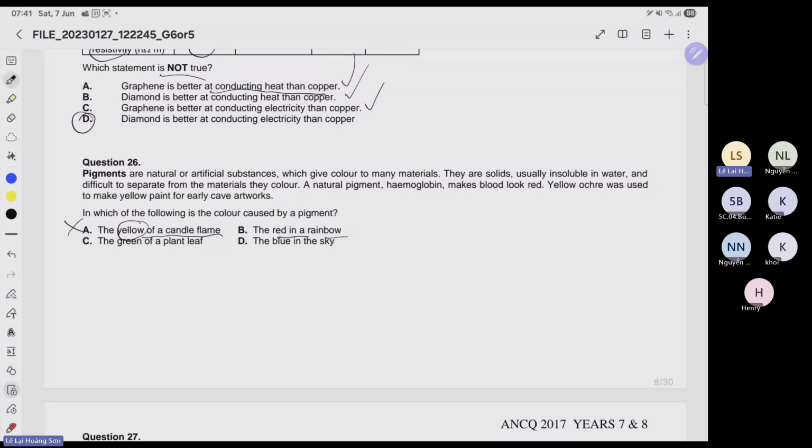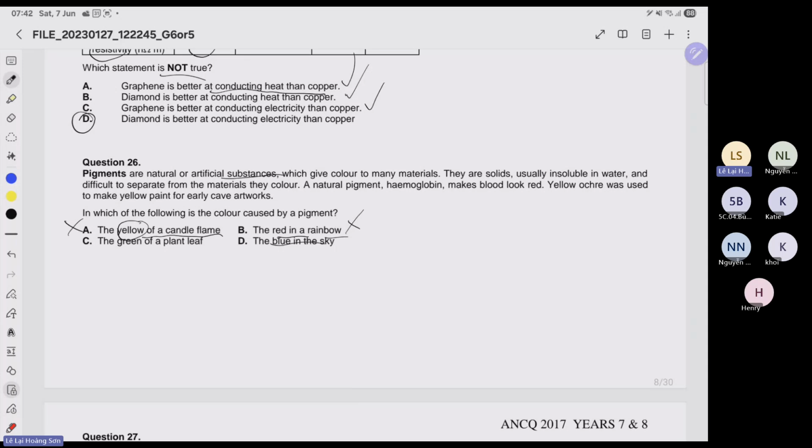Red in the rainbow. This is actually because light is scattered. Light is scattered through raindrops, so it will give you different colors. So the color red is because of light. It's not because of pigment. A pigment is a substance that gives you color, but light is not a substance. Blue, the same thing. The color blue in the sky. I think I actually explained this one before in some of the classes, not in all classes. The blue color in the sky is scattered more than the other colors.